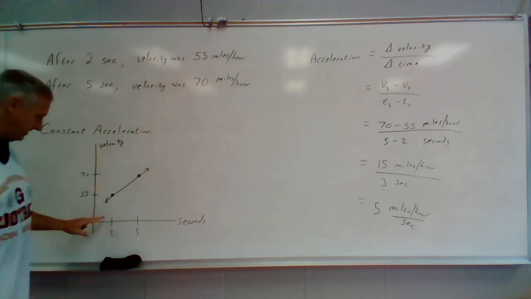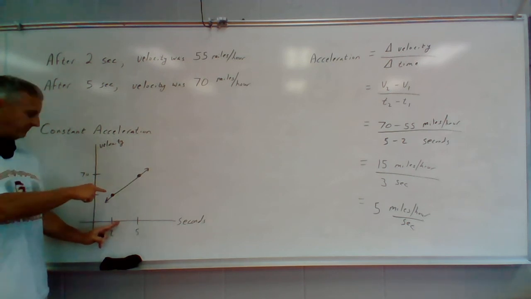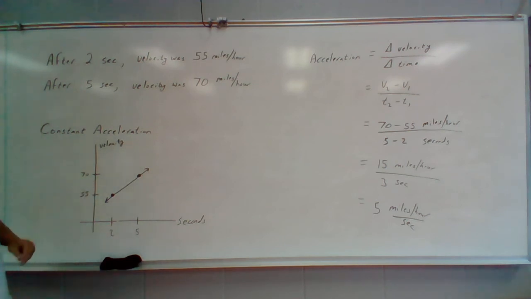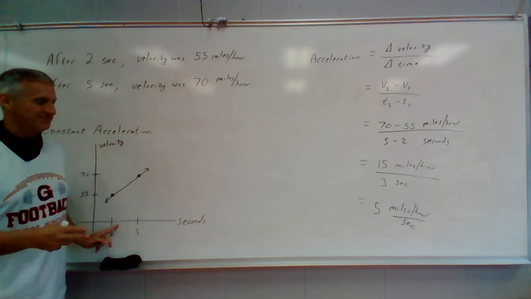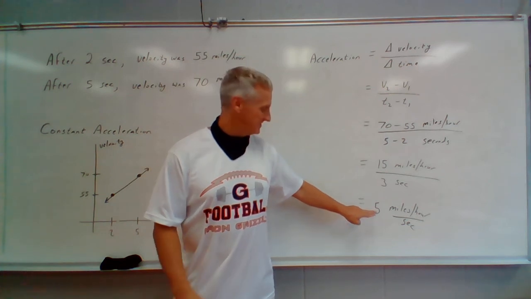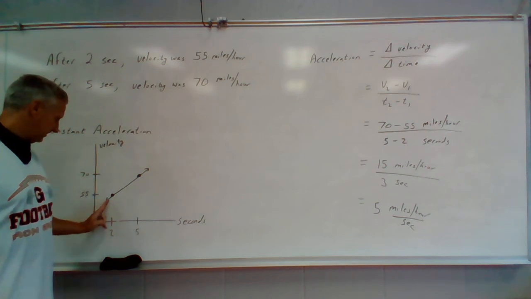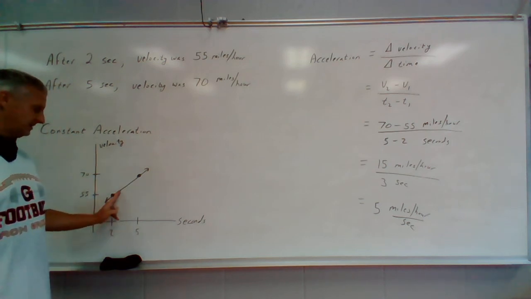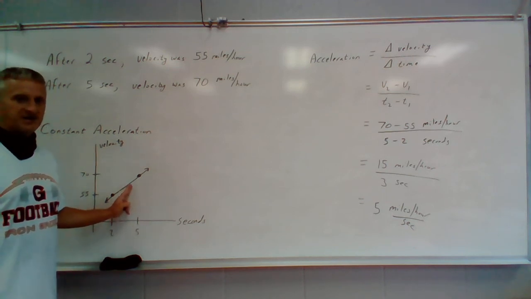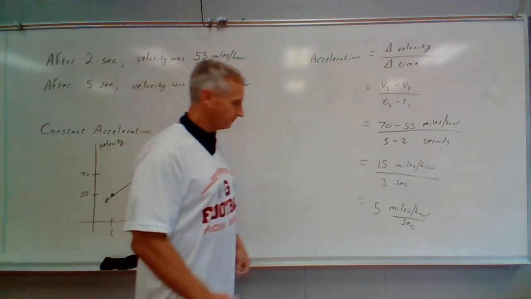So let's look at our graph here. So at 2 seconds I was at 55. So at 3 seconds I should go up 15 and I will be at, after 1 second I'll go up 5 miles per hour. Let me try this again. So our velocity increases 5 miles per hour every second. So if at 2 seconds I'm at 55, at 3 seconds I'll be at 60 miles an hour. At 4 seconds I'll be at 65 miles an hour. At 5 seconds I'll be at 70 miles an hour.